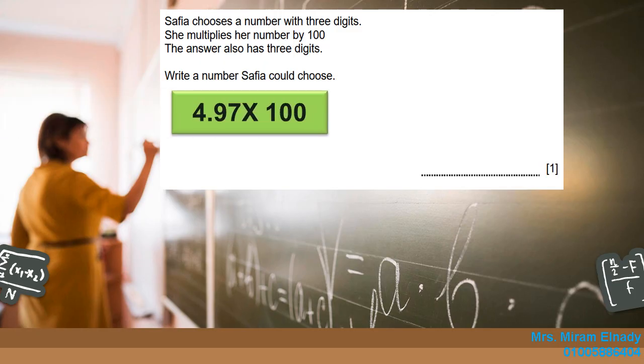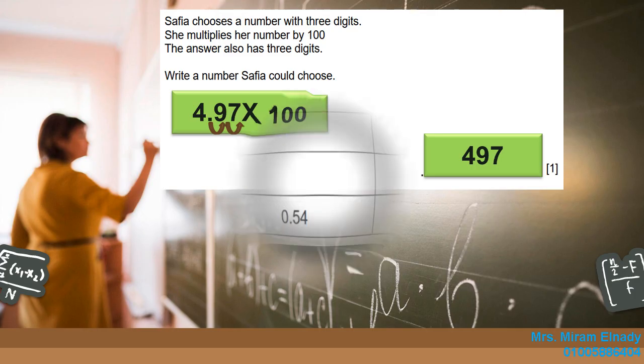Yes, if we multiplied a decimal number like 4.97 times 100, the decimal point will move 2 steps, so the answer will be 497. Also, we can choose any number with 2 decimal places, multiply it by 100, and the answer will be a 3-digit number. So this question shouldn't confuse you. Don't think, how can I multiply a number with 3 digits by 100 and the answer is still 3 digits? This is the case when you put a decimal point after the ones.